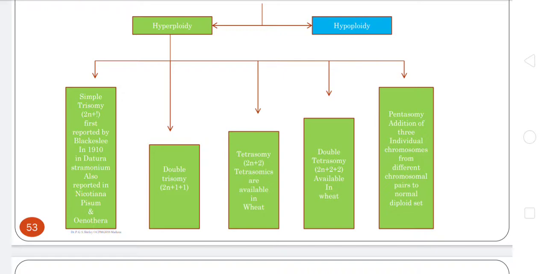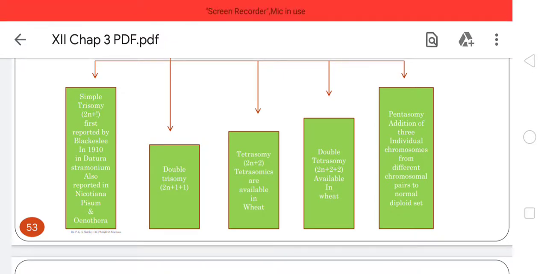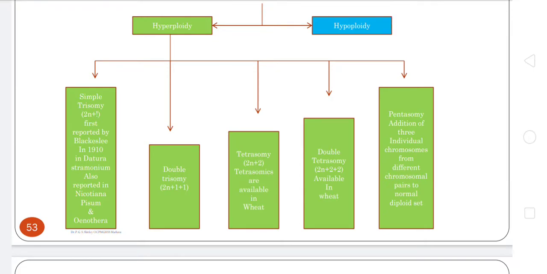This is called a double trisomy. And next we move on to the tetrasomy. Tetra means 4. Already two sets of chromosomes are there, and in addition to that, again 2 are added. That is called tetrasomy: addition of two individual pairs along with the diploid set. This is called tetrasomy.